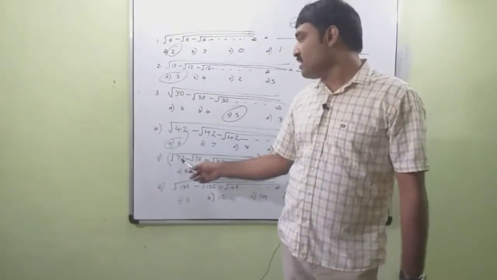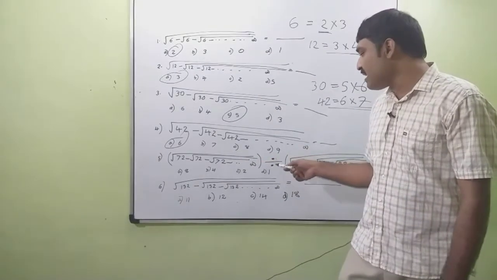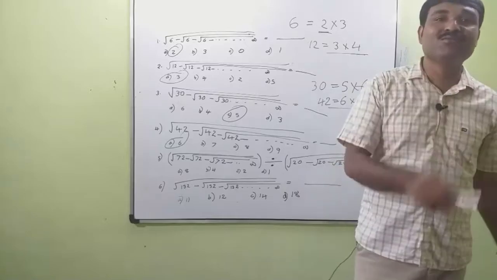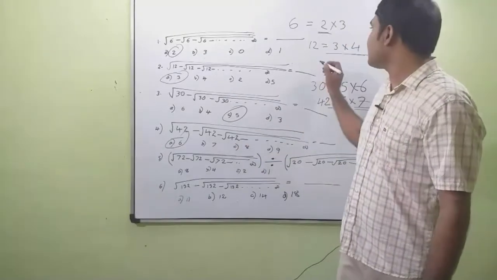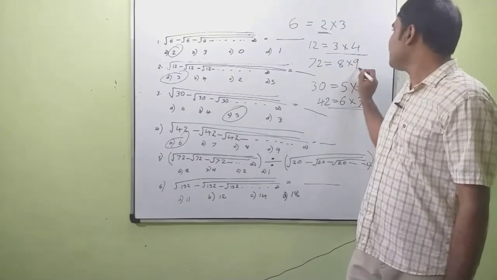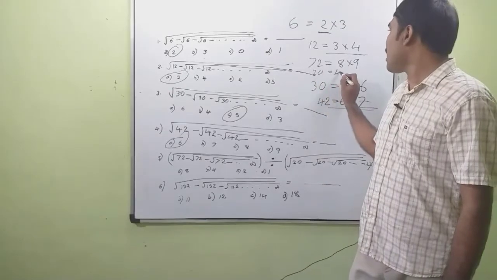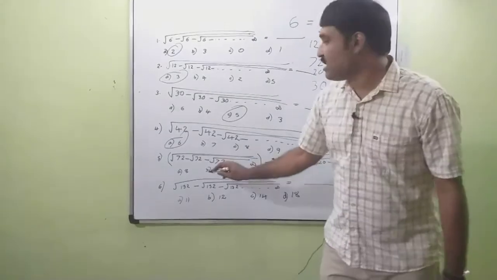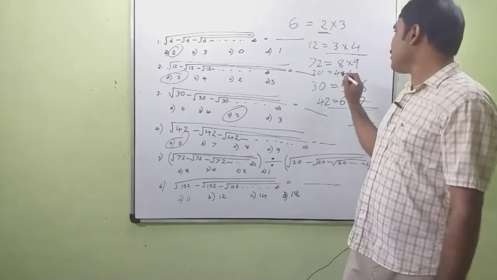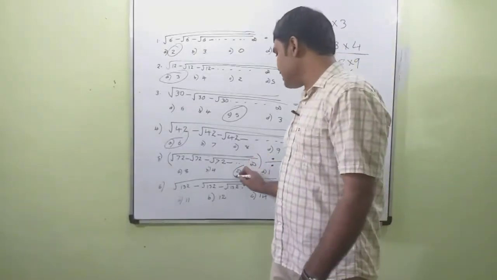This problem is a division problem. That is, square root of 72 minus square root of 72 minus square root of 72 up to infinity, divided by square root of 20 minus square root of 20 minus square root of 20. So we can write 72 is equal to 8 into 9, and 20 is 4 into 5. So this is a division. The first term we can write as 8 divided by 4, that is equal to 2. So the answer is C.